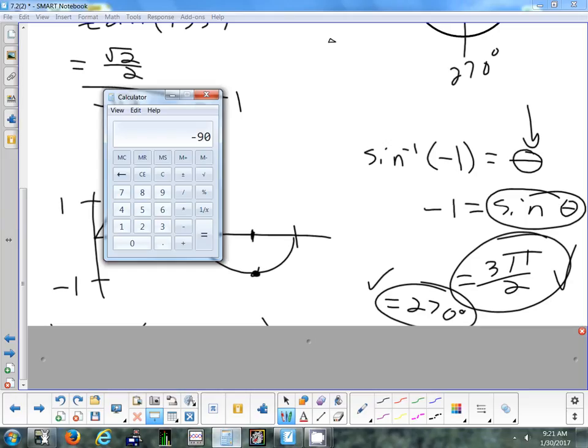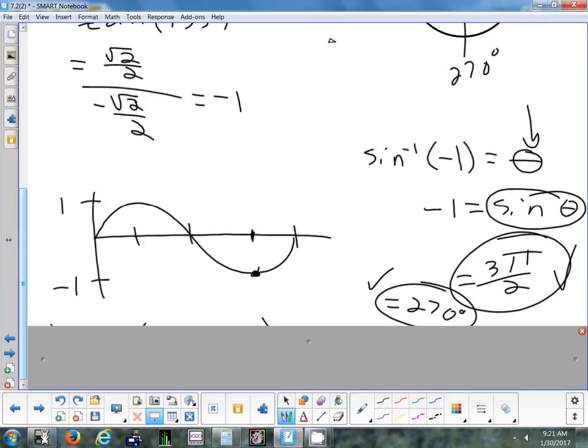And what's the next answer going to be? How would you get the next one after 270? Yeah, add 360. And the next one after that? Add 360. Remember, this wave is going to keep repeating, so it's going to keep hitting -1 infinite times. Usually we just give one answer then, and that's good enough.